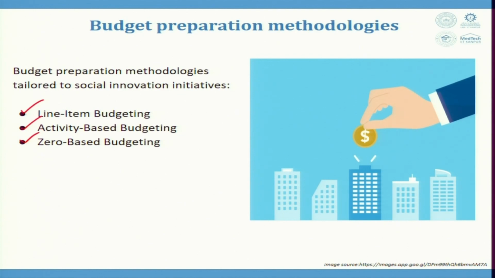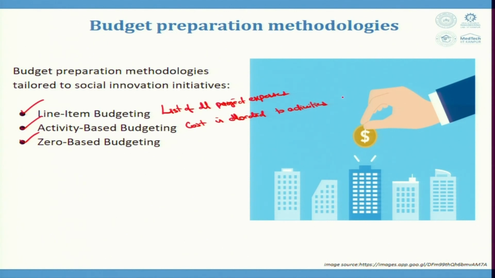When I say line item budgeting, this is the budgeting method where a list of all the project expenses and their estimated costs are jotted down. Activity based costing, as I discussed in the previous lecture as well, is based upon the activities which are planned for the project. So, the cost is allocated to activities.